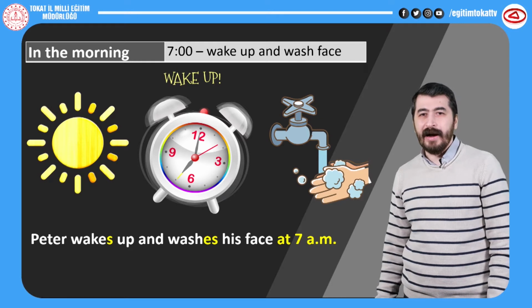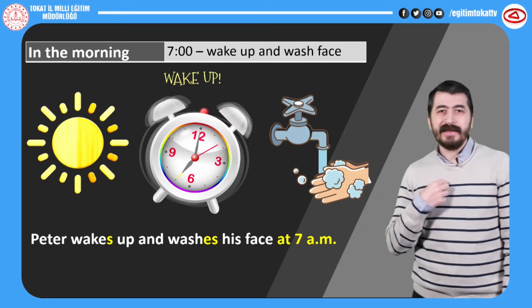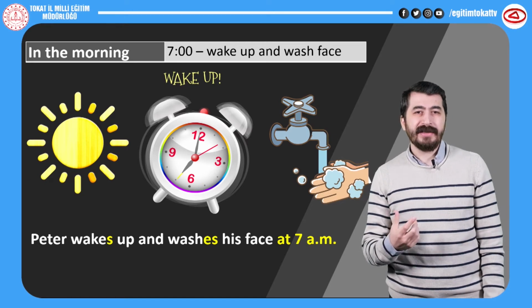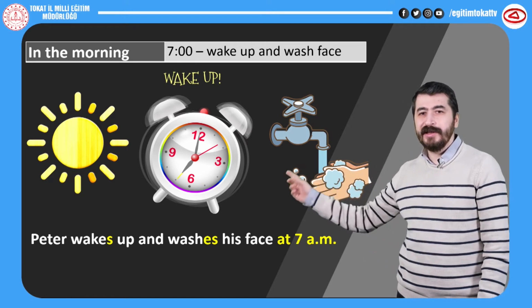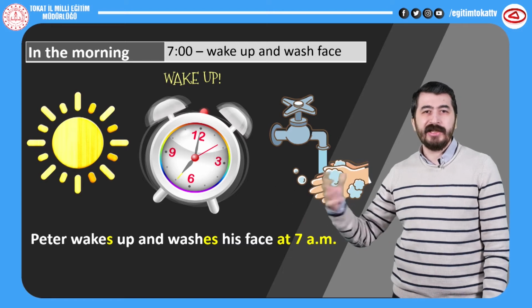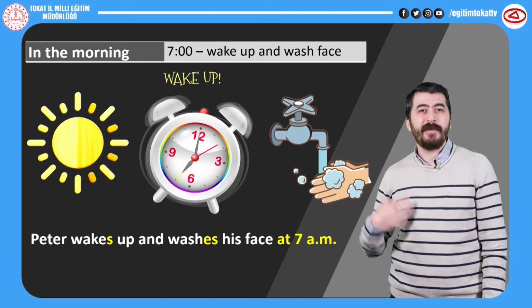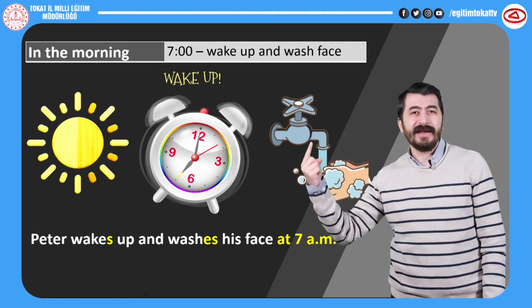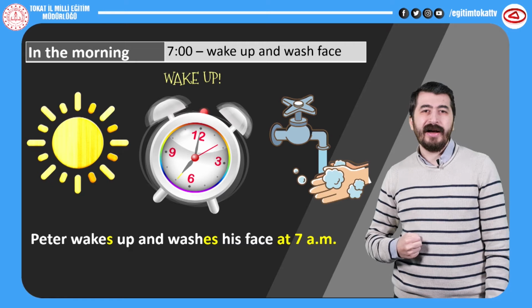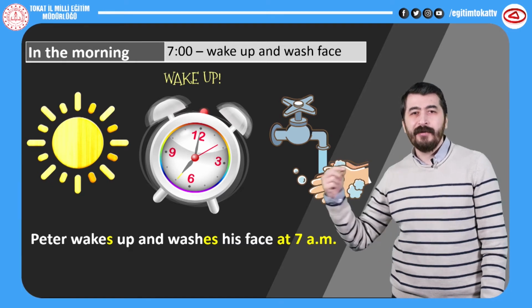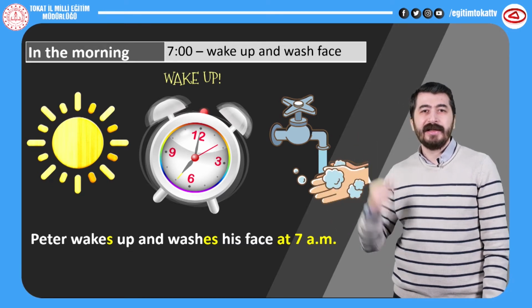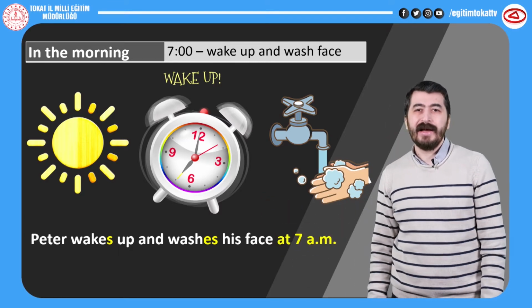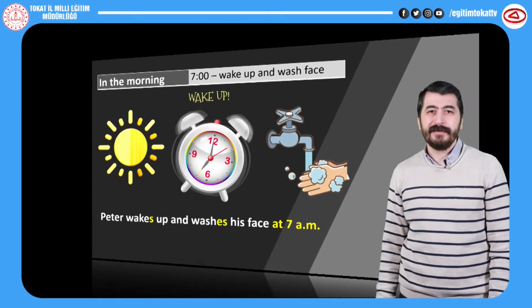I say I wake up and I wash, but when we talk about Peter and he, she, it, maybe you can use my brother, because my brother refers to he, and Ayşe refers to she. We say third person s, okay? Peter wakes and washes, don't forget.